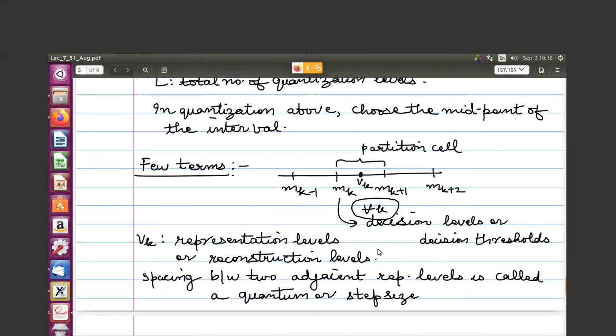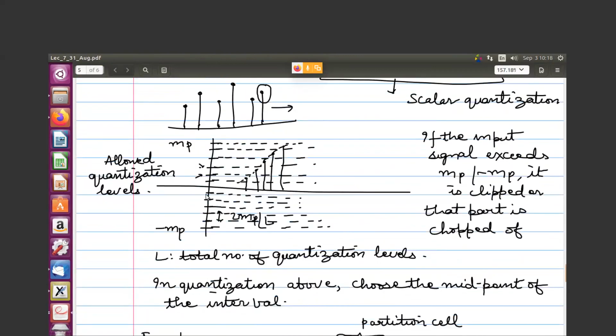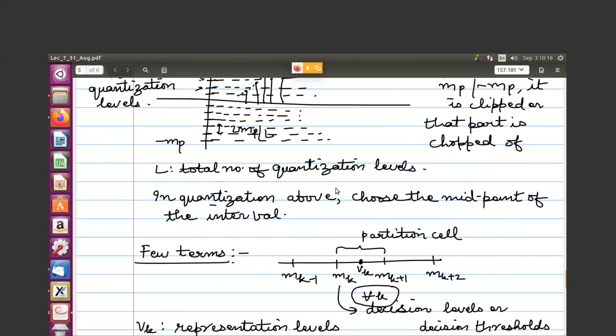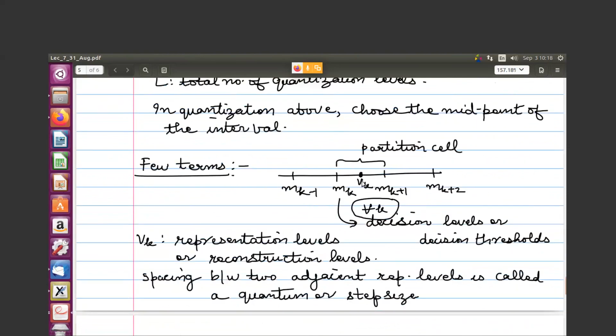Now, we started with the concept that instead of choosing the lower point as the accepted value, we will choose the midpoint as the accepted value. So we will be focused right now on choosing the midpoint only. There is always another possibility: if the sample is greater than the midpoint, it should take the value m(k+1), and if it is less than the midpoint, it should take the value m(k). All these designs are possible.